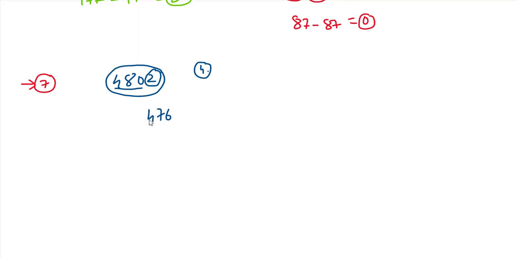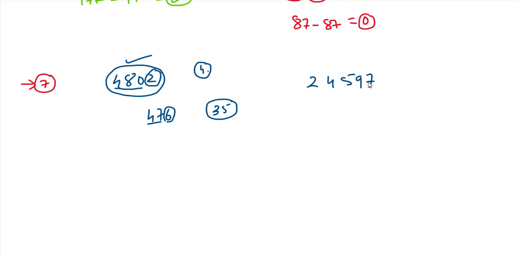Now still it is not clear whether this number is divisible by 7 or not. So we'll again repeat the same procedure. We'll take the last digit and subtract double of it from the rest of the number. So double of it will be 12. 47 minus 12 will be 35. Now clearly 35 is divisible by 7. Hence we can say that this entire number is divisible by 7. Let us take another example.